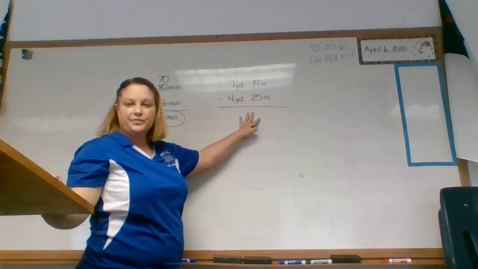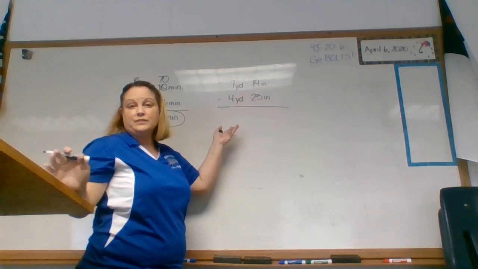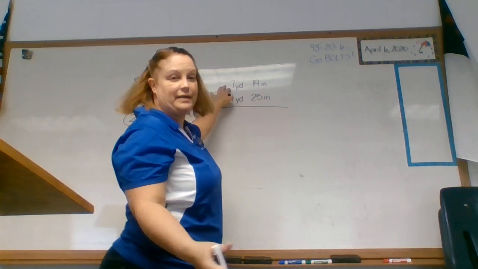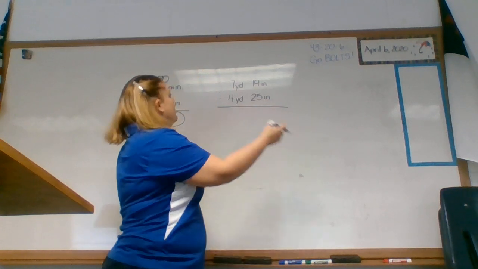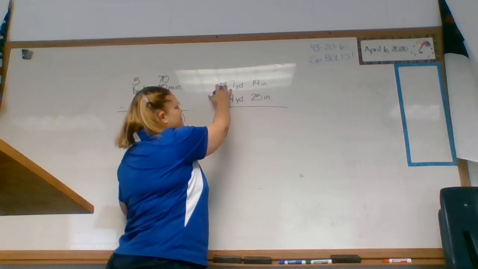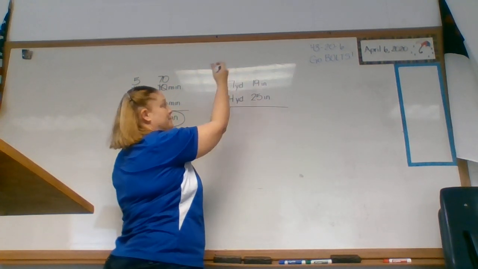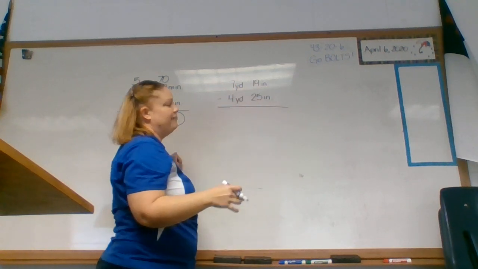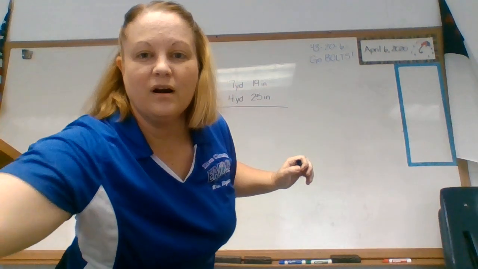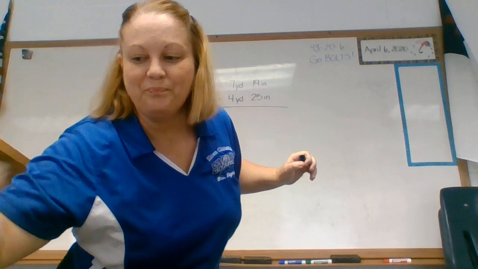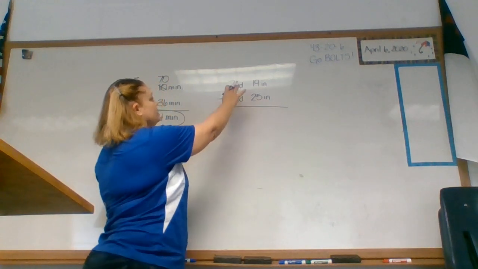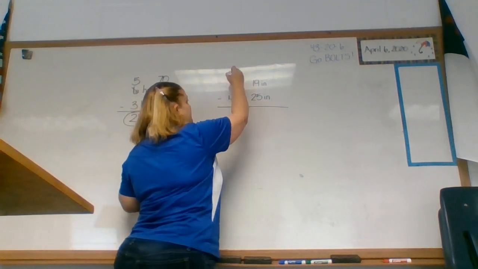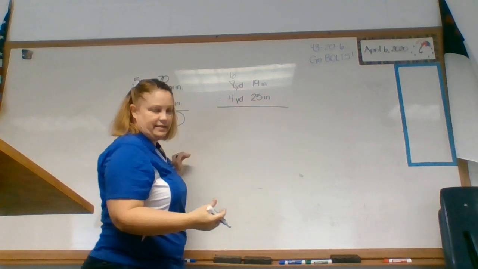We can do the same thing when we're talking about measurements like distance. So 7 yards, 19 inches minus 4 yards, 25 inches. I need more coffee. That's for sure. Okay, again, we can borrow a yard, making that 6.